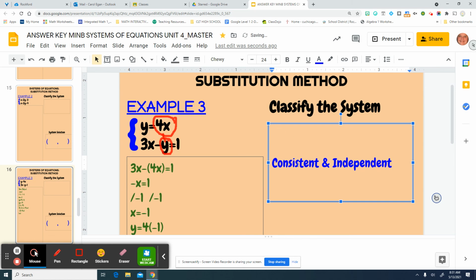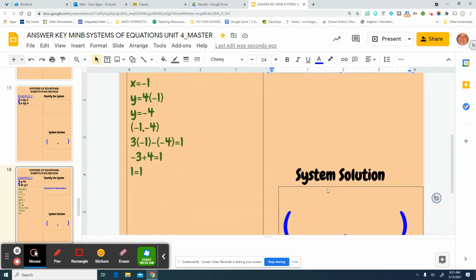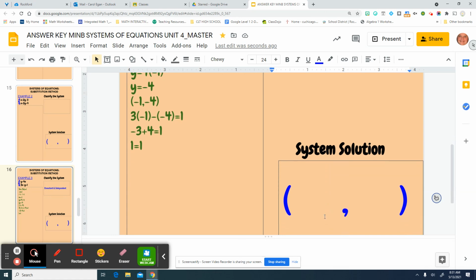Now, this is the classification of the system. This is not the solution. The solution is a coordinate point, infinite solution, or no solution. Those are the options for the actual solution.